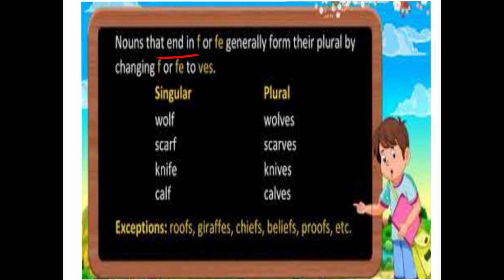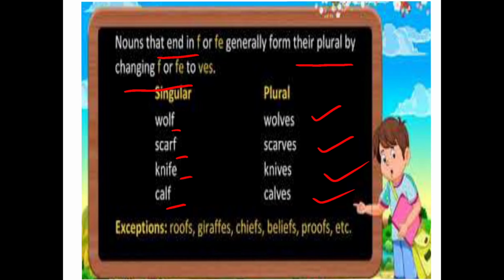Nouns that end in f or fe. You can see that wolf ends with f, scarf ends with f, knife ends with fe, and calf ends with f. So according to this rule, we form their plural by changing f or fe to ves. Wolf, wolves. Scarf, scarves, knife, knives, calf, calves.